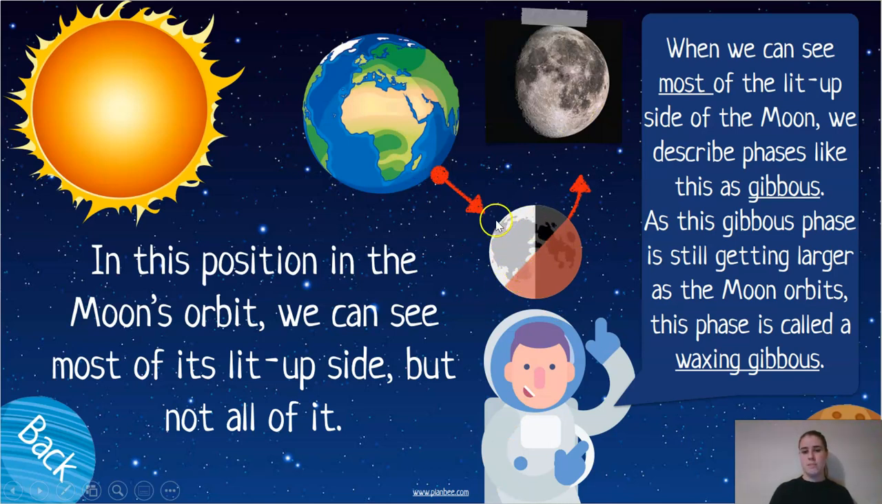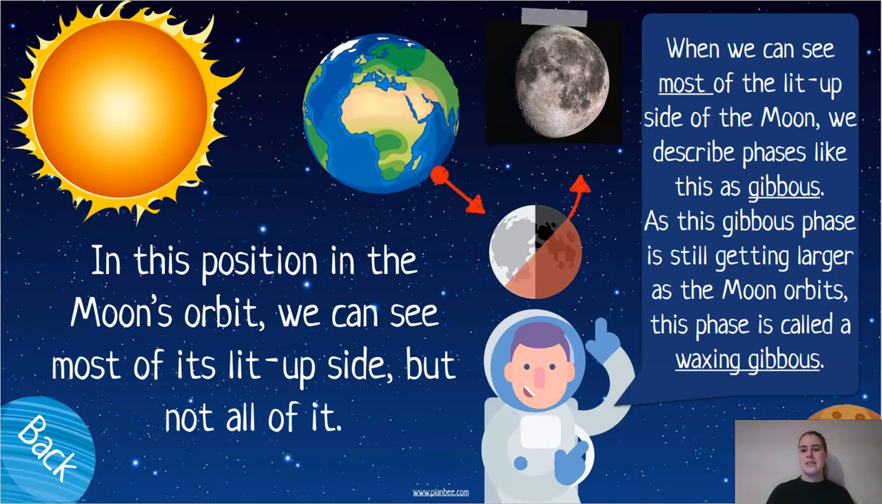Okay, so we can see more of the lit up side than we can of the shadowed out part. So this is where you'd almost see sort of 3/4 of the moon. So you can see how that shadow line just goes right across the side. So when we see most of it lit up, we describe these phases as gibbous.